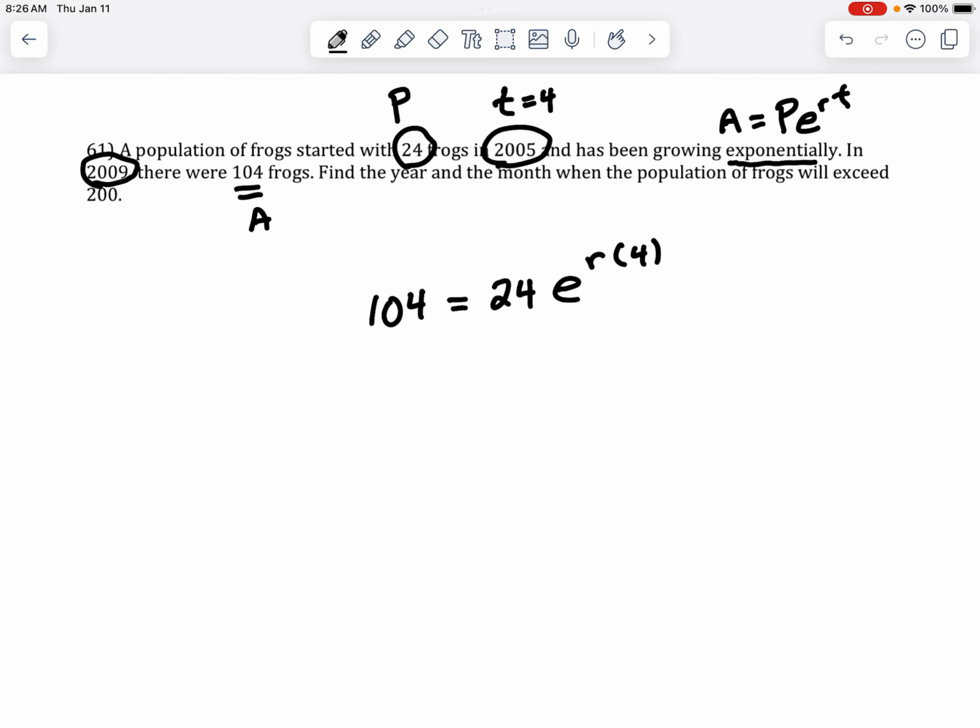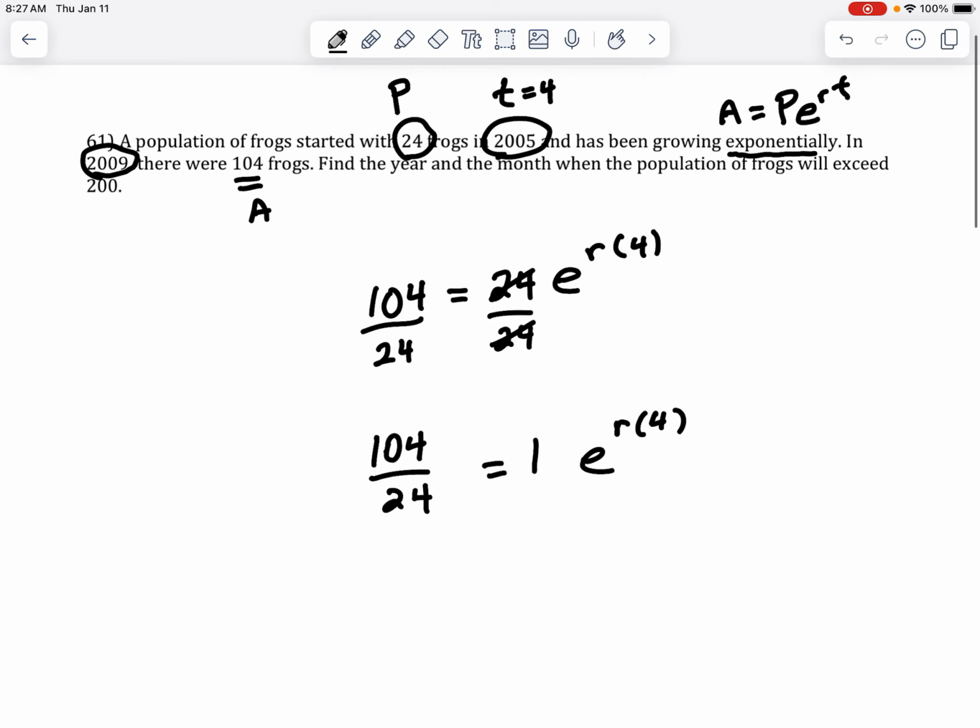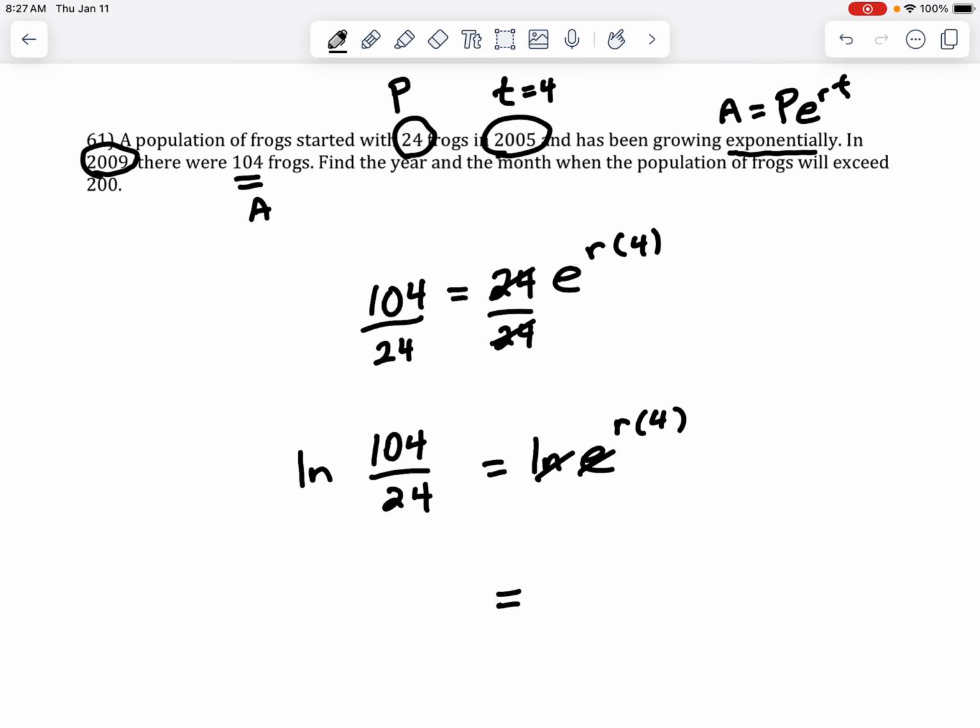Okay, so we will be using natural log, but before doing that, divide both sides by 24. And the fraction 104 divided by 24, I'll just leave it there. And on the right side, we just have E raised to R times 4. And then the next thing to do is take natural log of both sides. Natural log and E will cancel each other out. So on the right side, we only have R times 4. And then natural log, and just to be safe, I'll put it in parentheses, the 104 divided by 24.